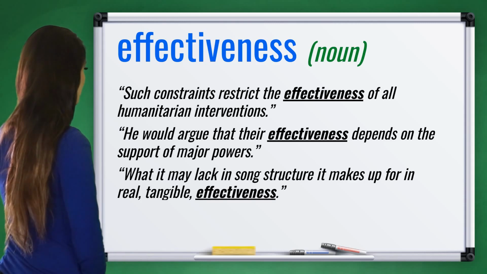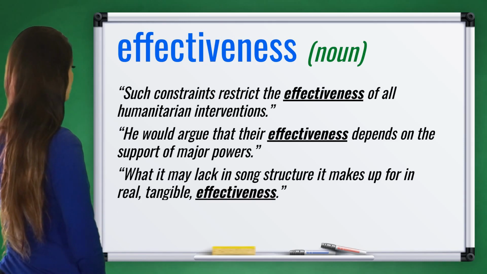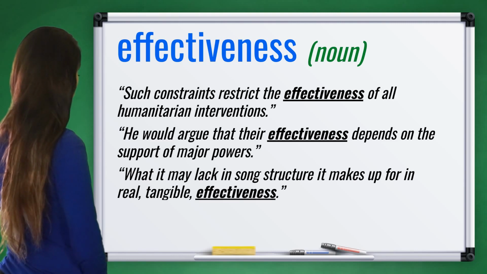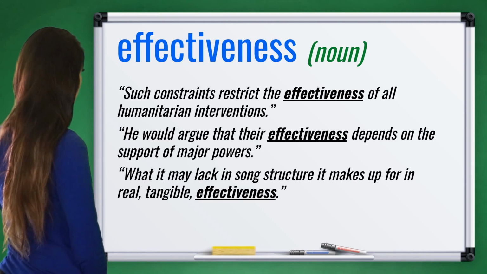Awesome! You learned that quickly. Let's put it in some sentences to understand how to use it. The first example. Such constraints restrict the effectiveness of all humanitarian interventions. Now, repeat after me. Such constraints restrict the effectiveness of all humanitarian interventions.